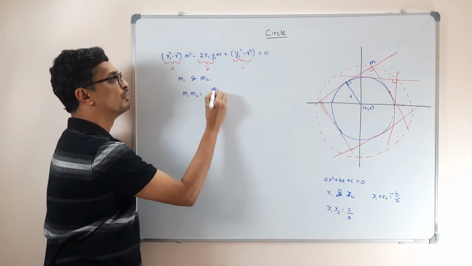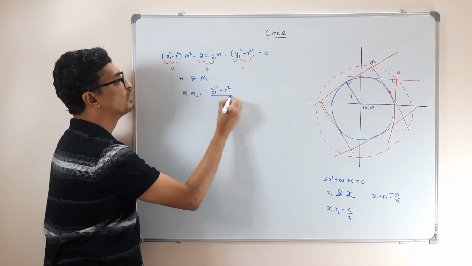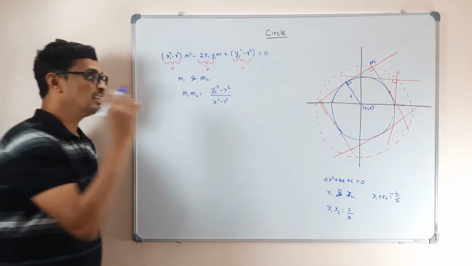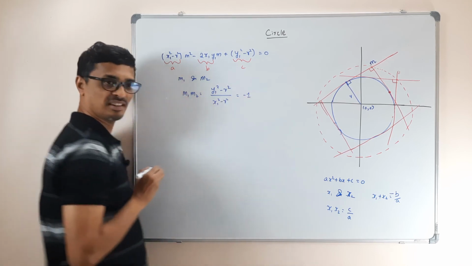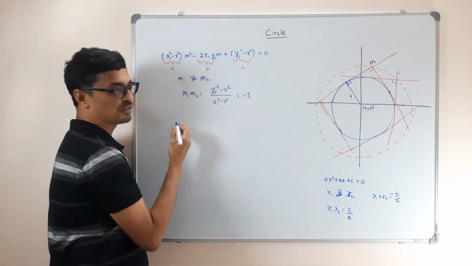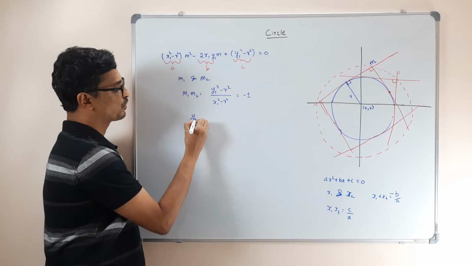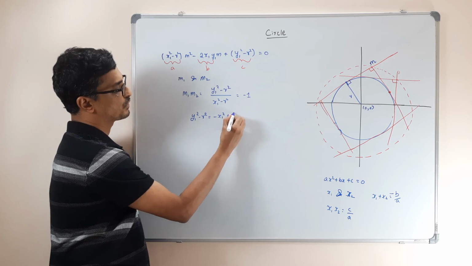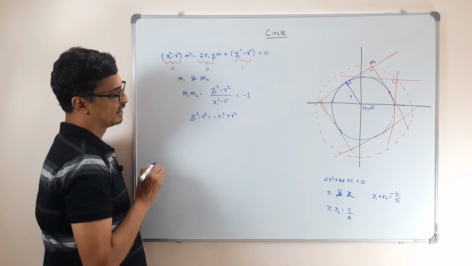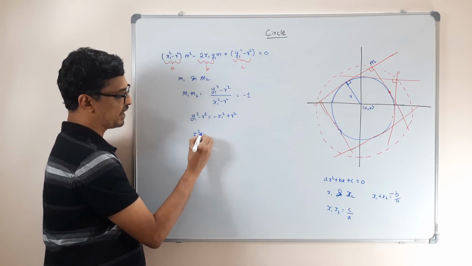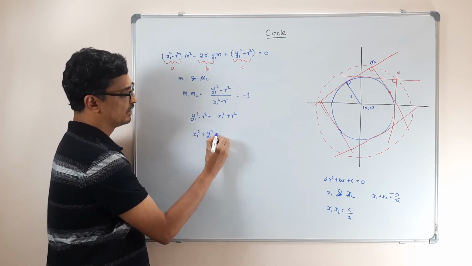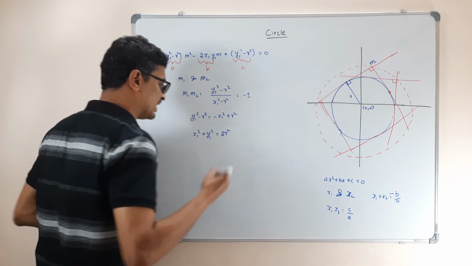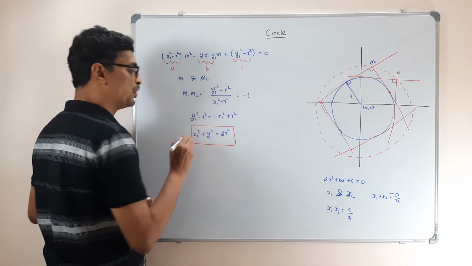C is y1 square minus r square, and A is x1 square minus r square. Now for a director circle, this will be equal to minus 1. That's it. This is the equation of the director circle. So we have y1 square minus r square equal to minus x1 square plus r square. So x1 square plus y1 square equals 2 r square. So this is the equation of a director circle to a circle.